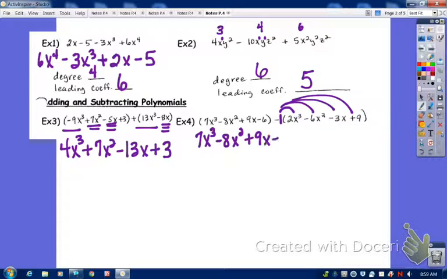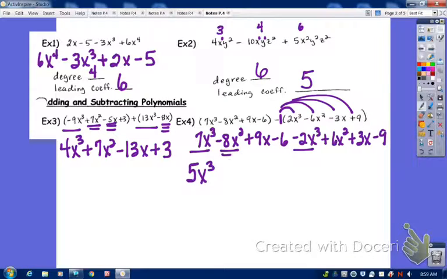Everything in the first parenthesis stays the same. And then once I distribute the -1 into the second parenthesis, I get a negative 2x cubed, a positive 6x squared, a positive 3x, and a negative 9. Then you just find your like terms and combine them. You must distribute the -1 when you are subtracting a parenthesis or subtracting a polynomial. We'll combine in order from the highest exponent to the lowest, so we'll combine our x cubes. What does that give me? 5x cubed. Then we'll go to our x squareds.